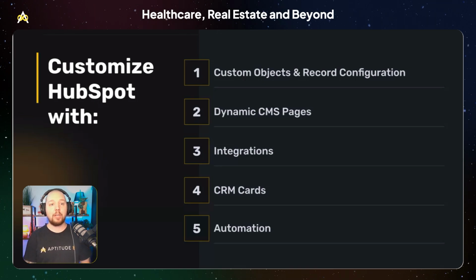industry and their business. We've got creating custom objects and configuring records so that you have your data model built out. You can build dynamic CMS pages. You can set up integrations to get additional data and functionality into HubSpot. You can build custom CRM cards so that you're using additional functionality on top of HubSpot's UI. And lastly, we have automation.